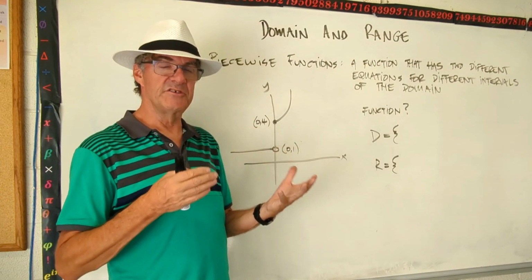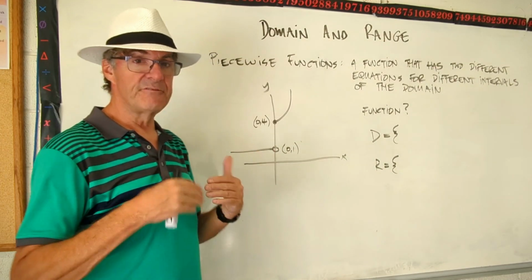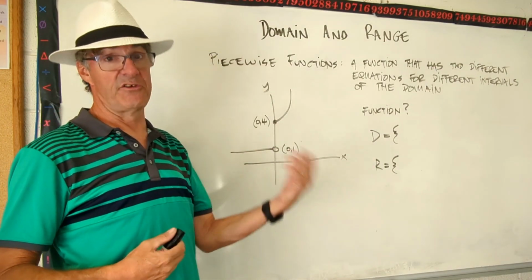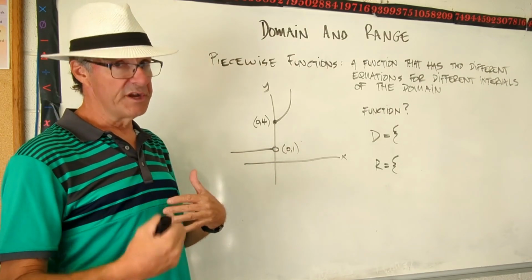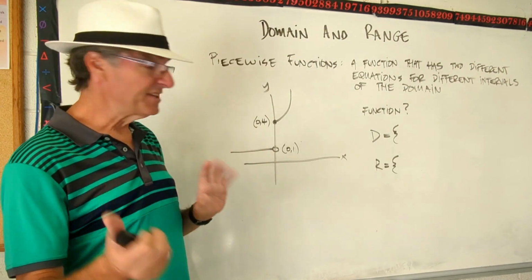So for certain values of x, there's one rule that governs what the y is. And then for another range of values of x, there's another rule. And they make kind of weird graphs. So this graph is a piecewise function, and you can kind of see it.